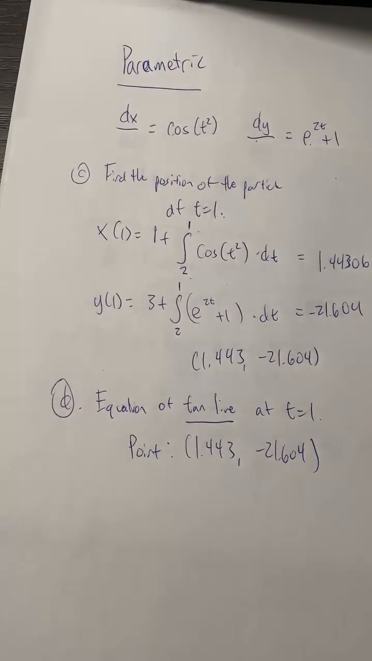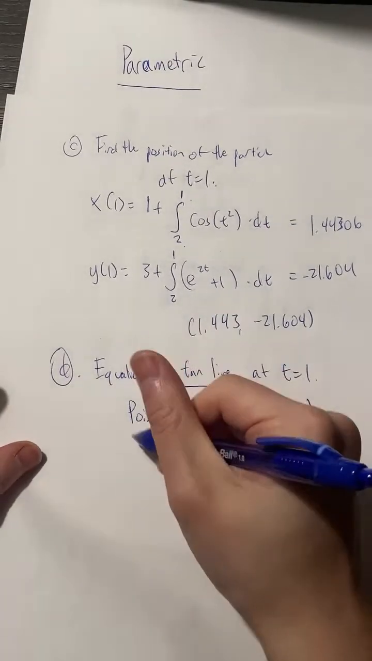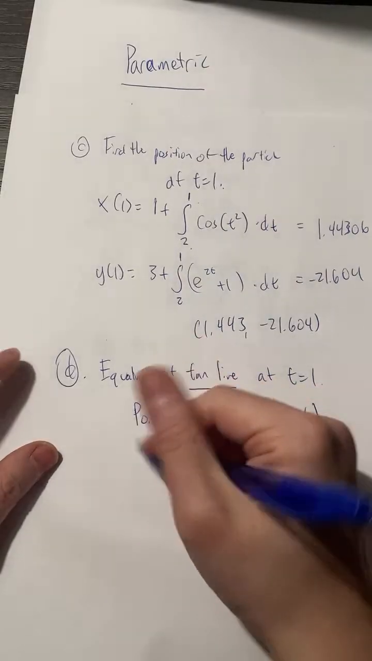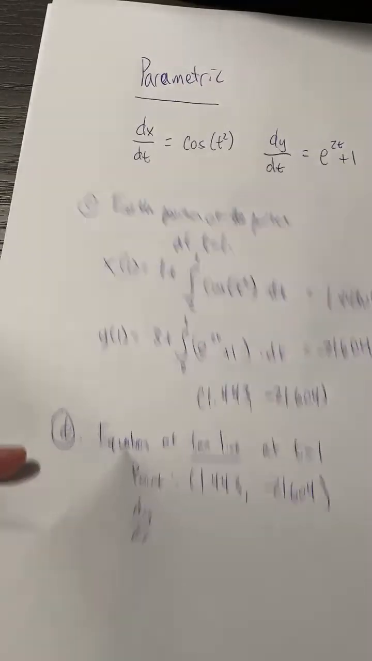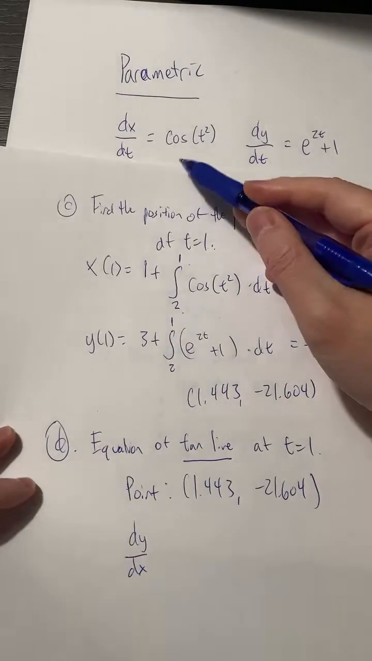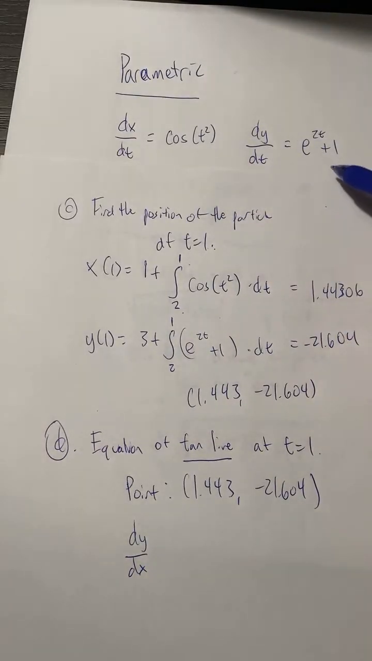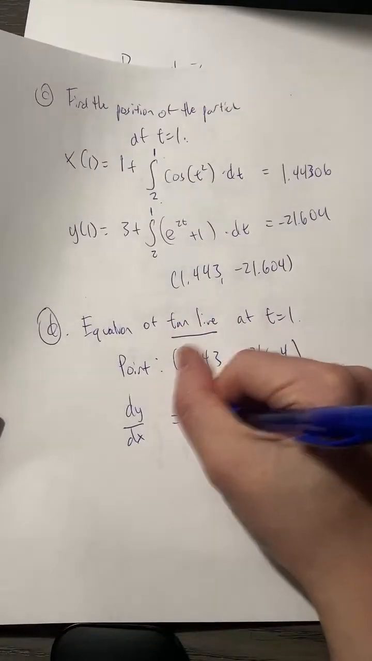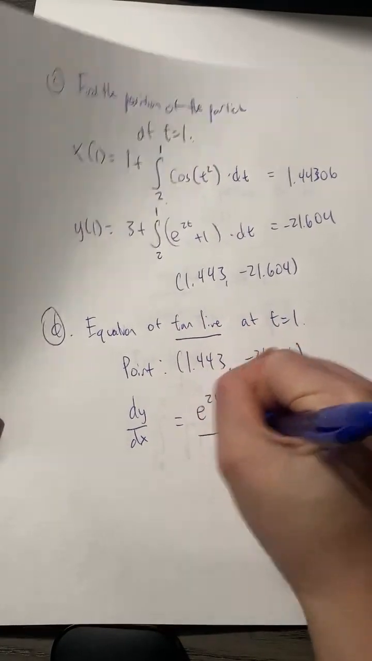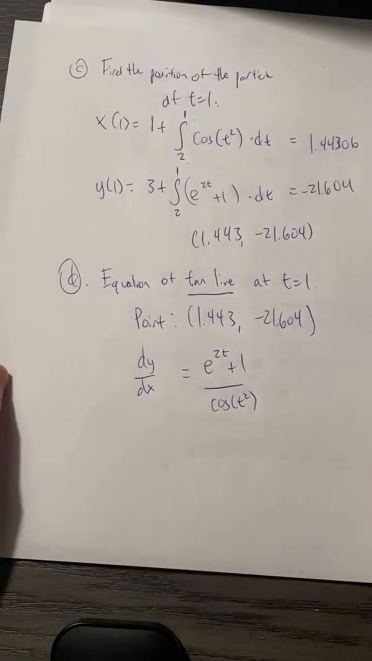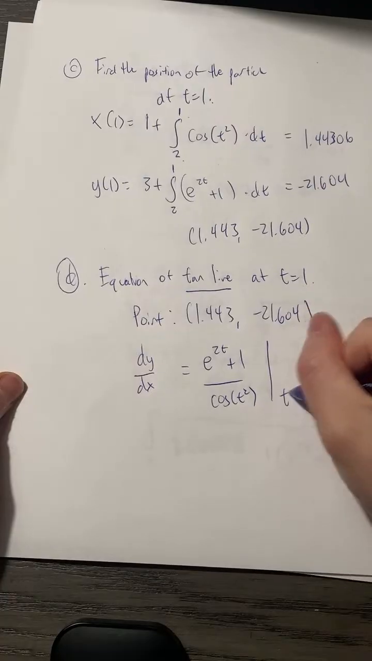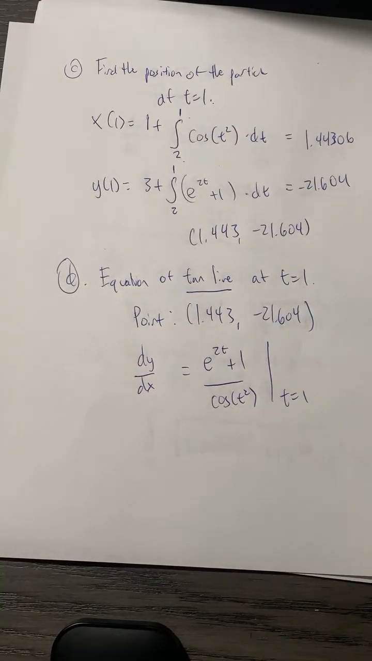So this is the first point, and then now we need the derivative. The slope is the derivative, and the derivative is dy/dx, and that's just one derivative divided by the other derivative. So it's y prime over x prime. Just keep in mind that, again, these are already the derivatives, so I don't have to actually take a derivative. e to the 2t plus 1 over cosine of t squared. Now all I do is plug in t equals 1. So I do that, and I get e to the 2t plus 1.